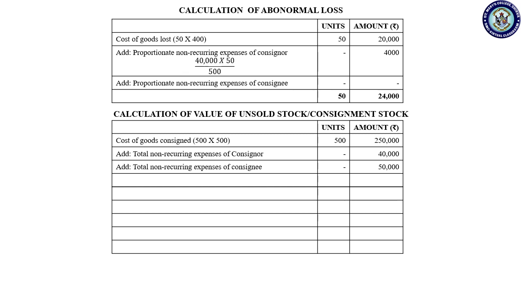Next, you have to add the total non-recurring expense of consignee. So for consignee, they have given a non-recurring expense of 50,000. If you add, you will get 3,40,000. This is similar to what you did in the first previous class, right? The first problem that you solved, a similar one.